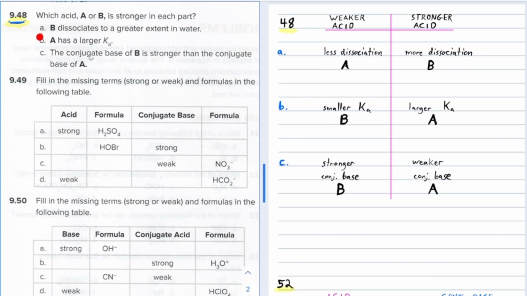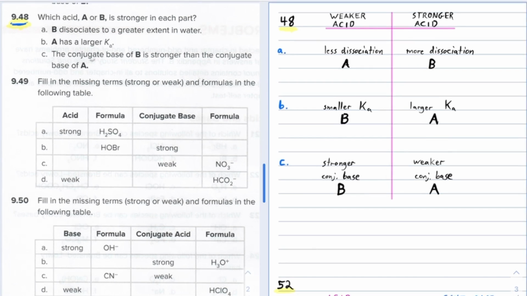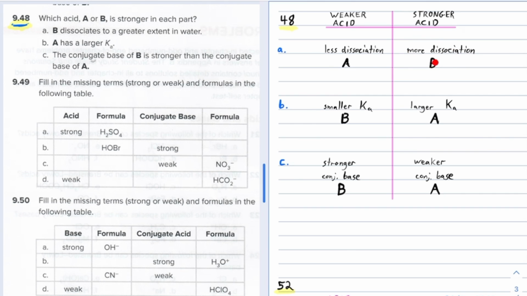So you're given 3 clues, and they should each tell you whether A or B is stronger. The first one says B dissociates to a greater extent in water. Well, that tells us that B would be the stronger acid and A would be the weaker acid.